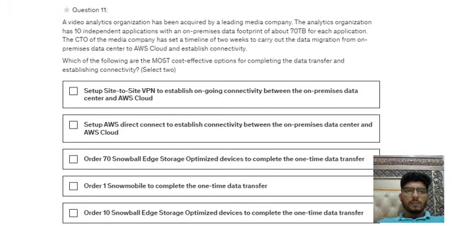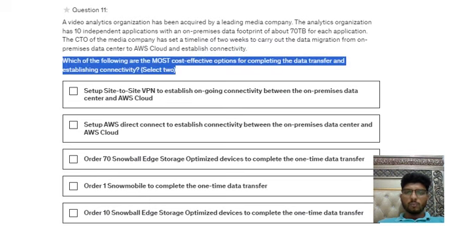Okay, the next question: a video analytics organization has been acquired by a leading media company. The analytics organization has independent applications with an on-premises data footprint of about 70 TB for each application. The CTO of the media company has set a timeline of 2 weeks to carry out data migration from the on-premises data center to the AWS cloud and establish connectivity. Which of the following is the most cost-effective option for completing the data transfer and establishing the connectivity? You have to select two options, right?